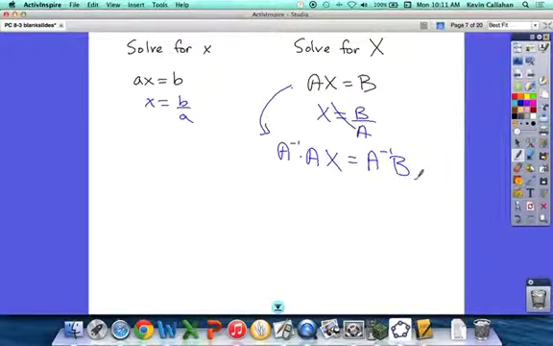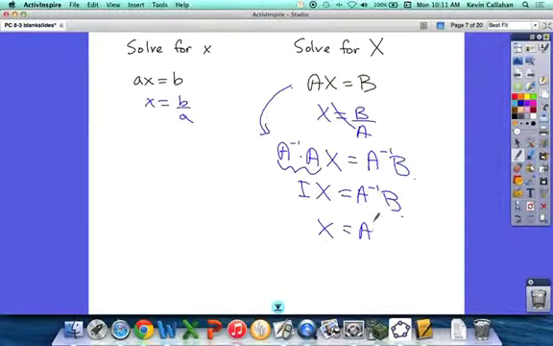Right? And when you multiply an inverse matrix times the matrix itself, you get I. So if we can come up with this inverse matrix that when you multiply times the A gets you I, then we would have I times X equals A to the minus 1 B. And what would I times X equal? Because it's the identity matrix, it's just going to be the X, right?